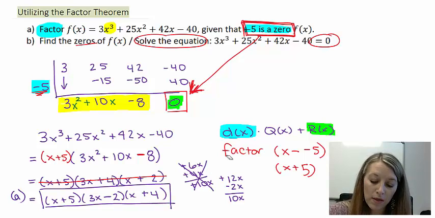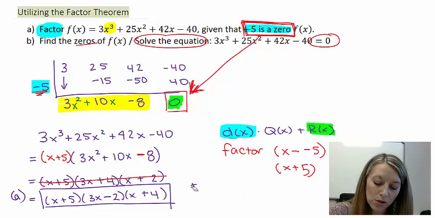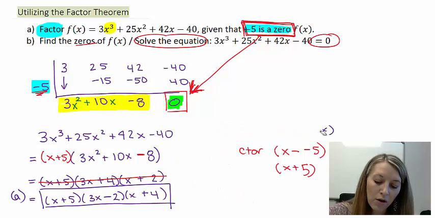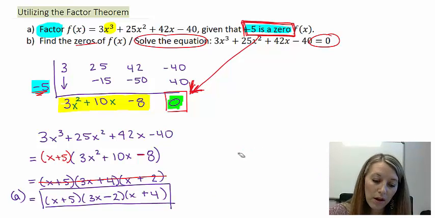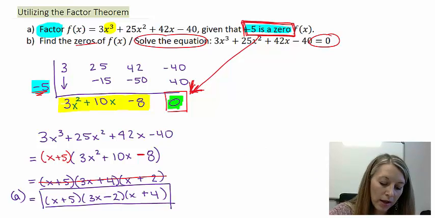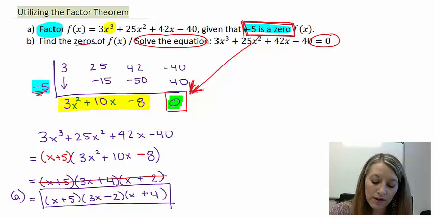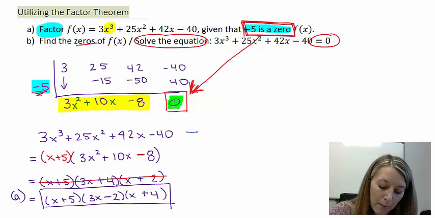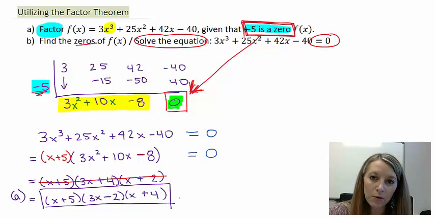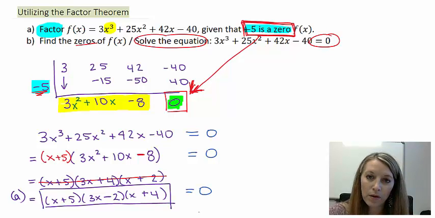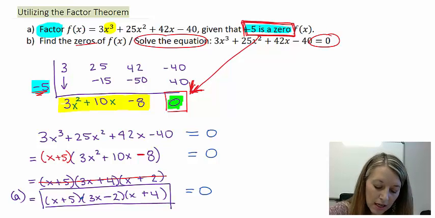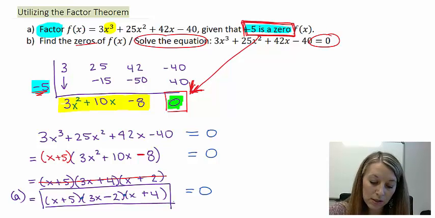Or another way that it might be worded is to solve the equation where my polynomial was set equal to 0. Well, if I wanted to do that, then all I needed to do was to set each one of these steps equal to 0. If I set my polynomial equal to 0, then that sets this factored step equal to 0, then that sets this factored step equal to 0. So if I want to find the zeros of the function, then I just need to set each one of these factors equal to 0.